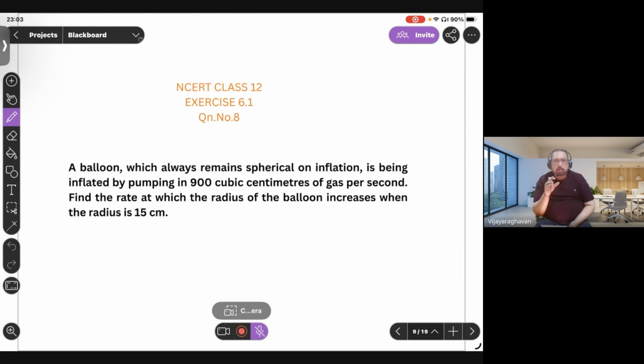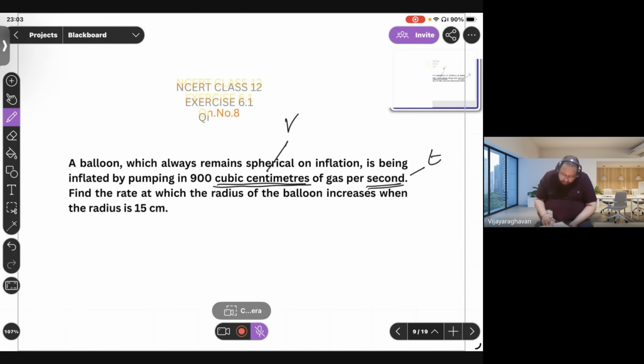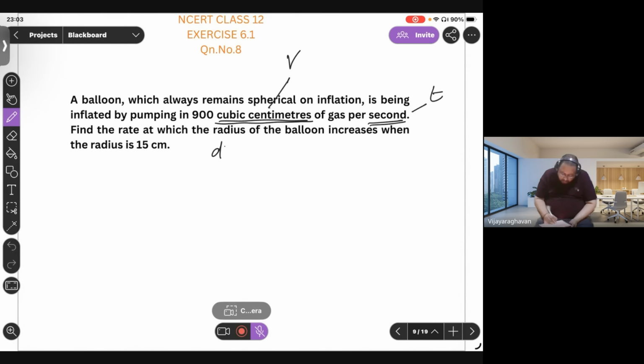A balloon which always remains spherical on inflation is being inflated by pumping in 900 cubic centimeter. Here is the clue. Cubic centimeter means volume of gas per second, means time. So what we have been given is dV/dt equals 900 centimeter cube per second. This is how you should infer from the question. Read the question like this only. Fine. Find the rate at which the radius of the balloon increases.